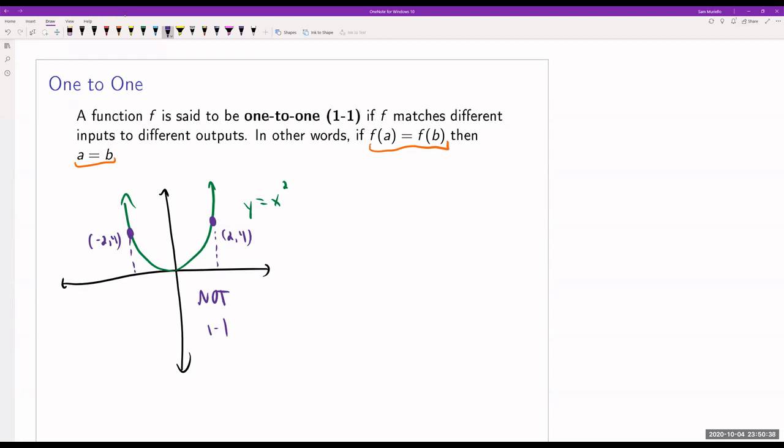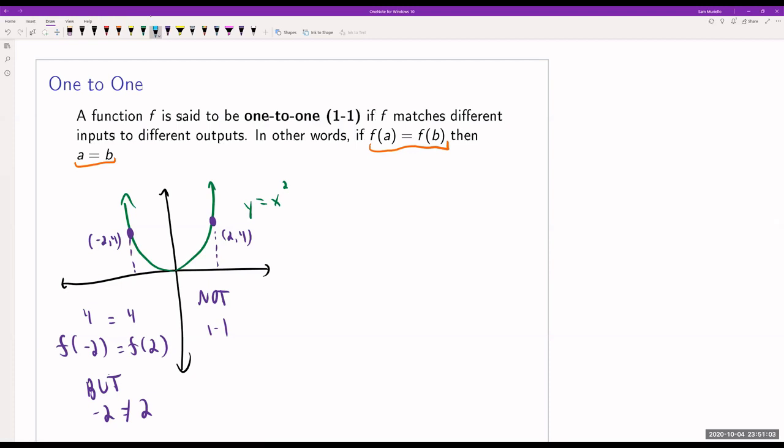Because in this case, f of -2 is equal to f of 2. Both sides are 4. But -2 is not equal to 2. Two different inputs gave me the same output. That means my function is not one-to-one. A one-to-one function would never have this happen.